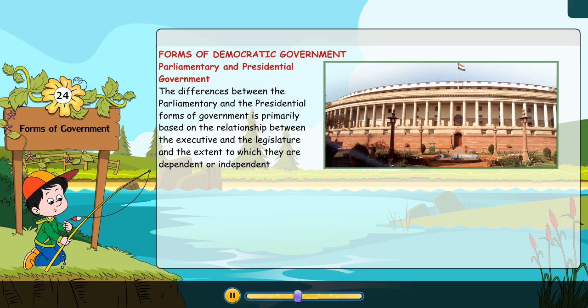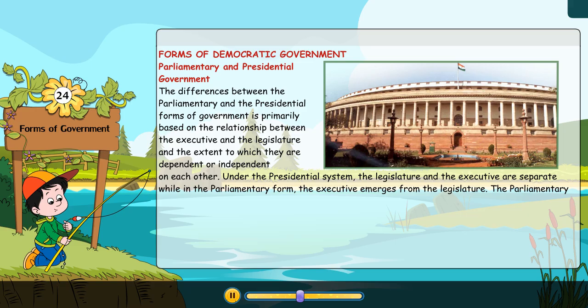Under the presidential system, the legislature and executive are separate, while in the parliamentary form, the executive emerges from the legislature. The parliamentary system is characterized by fusion of powers and the presidential system by separation of powers.